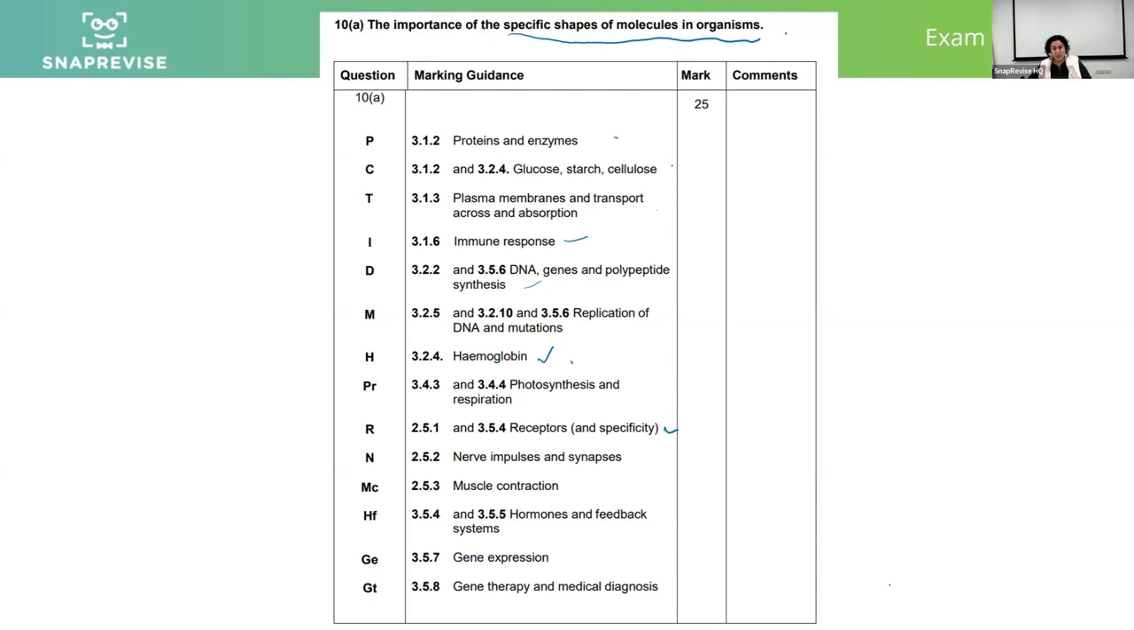So it's not a question of listing all of those without going into any depth. It's a question of picking a few, at least 4, ideally 6, and writing about a paragraph. Each paragraph of yours should be around 4 to 5 marks, and then you will have written even more than 25 marks.